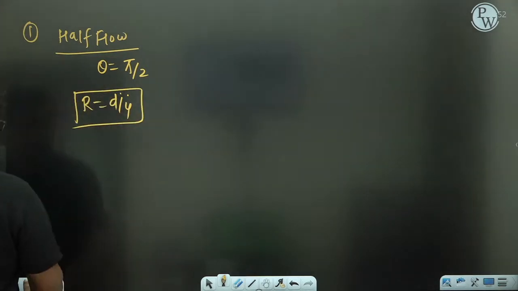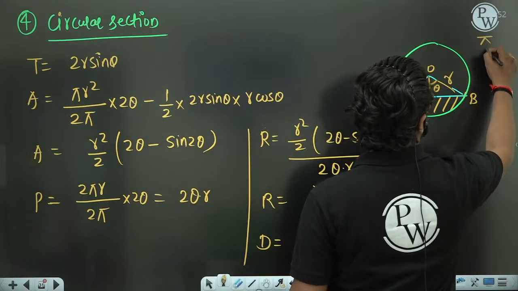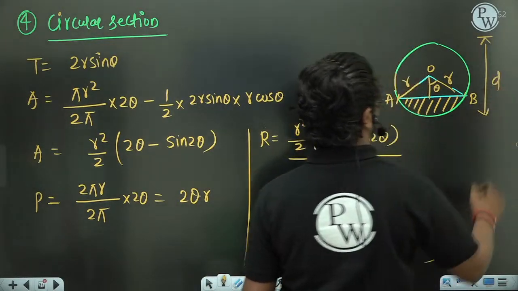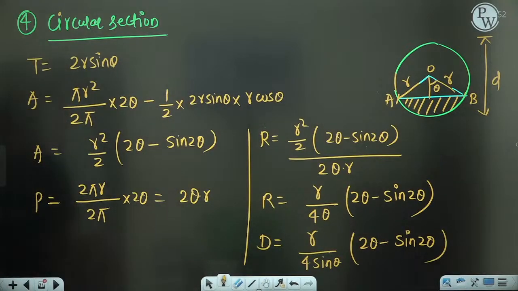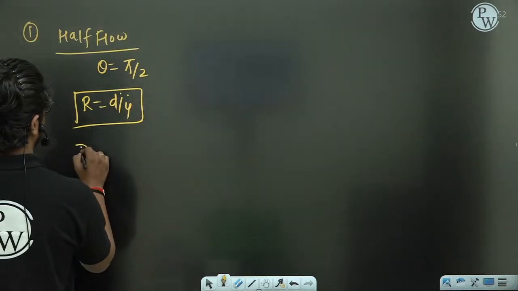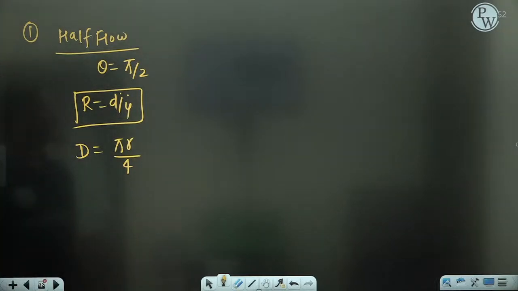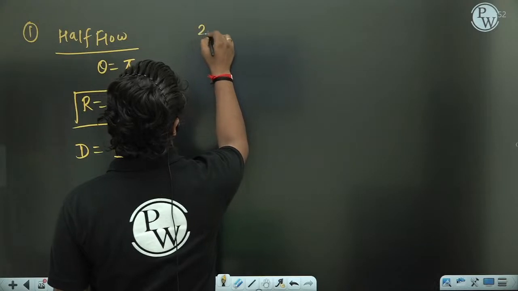You need to put this theta in this formula. Then you are getting R as d by 4. And what about D? That you are getting as pi R by 4. If you put theta equal to pi by 2 in the D formula, you are getting D as pi R by 4. This is for the half flow condition.